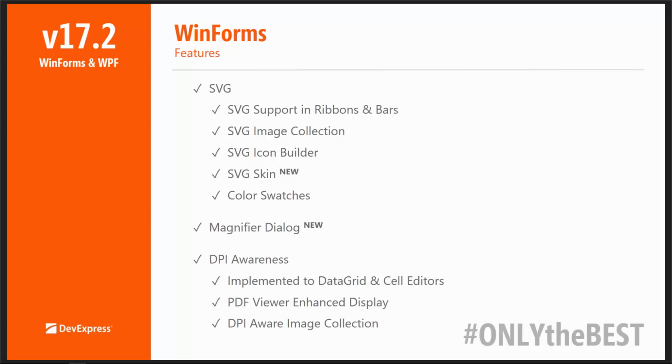It doesn't look blurry. SVG has become more and more mainstream, and we're pleased to announce that we've added support for SVG in all of our ribbons and toolbars. We've added a new SVG image collection control, which allows you to select SVG elements inside your projects, just the same as you would have with a traditional image binder, and that can be stored either as a local resource or an embedded resource, etc. We've added an SVG icon builder, which I'm going to show you in a second, and a brand new SVG skin called Bezier. I believe that's how you say it, isn't it, Julian?